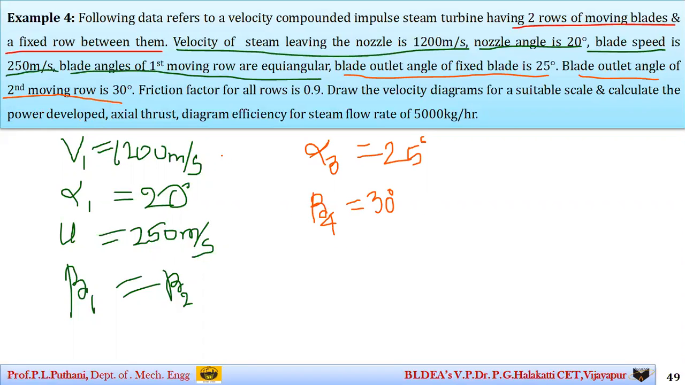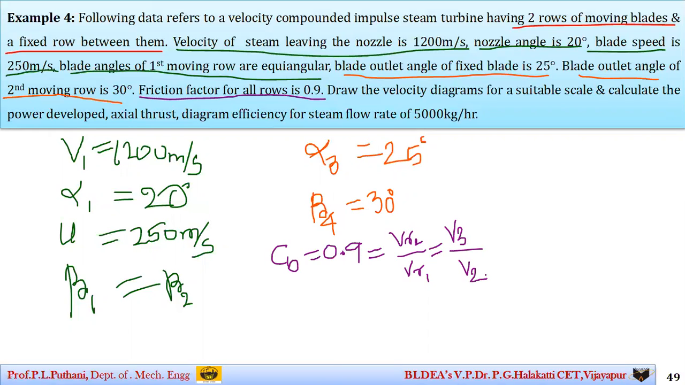Then the friction factor. This is a very important point, students. Friction factor for all the rows is 0.9, that is, the blade coefficient CB is 0.9. For the first stage blades, we write it as VR2 by VR1. From the first stage to the second stage, passing through the fixed blades, we write it as V3 by V2. And for the second stage, we write it as VR4 by VR3.